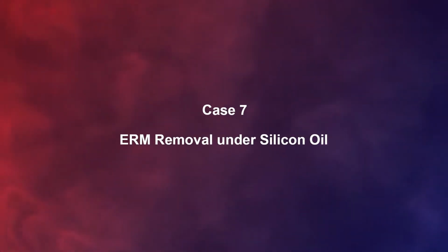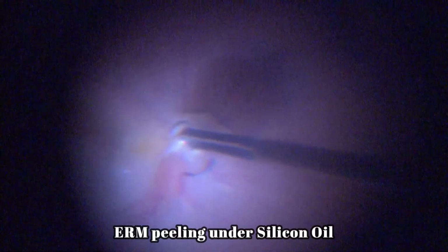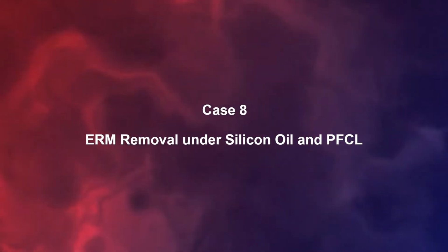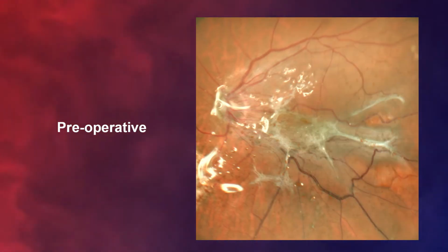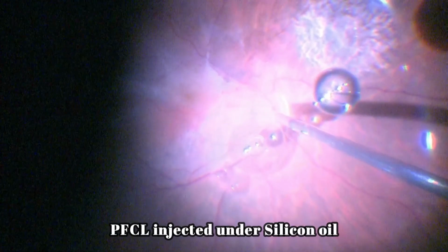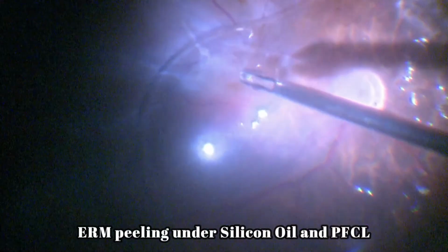This case was initiated with insertion of 25 gauge cannula. The membrane was removed under silicone oil, which was used to stabilize the underlying retina. In the 8th case, we used PFCL as a third hand to stabilize the retina under silicone oil. The epiretinal membrane was removed under PFCL and silicone oil.